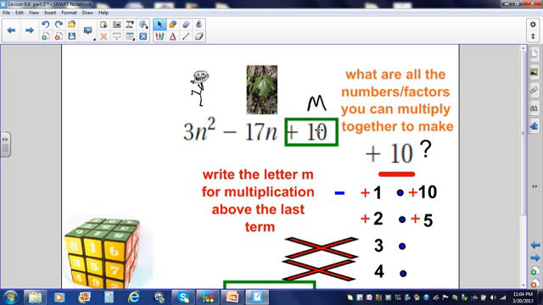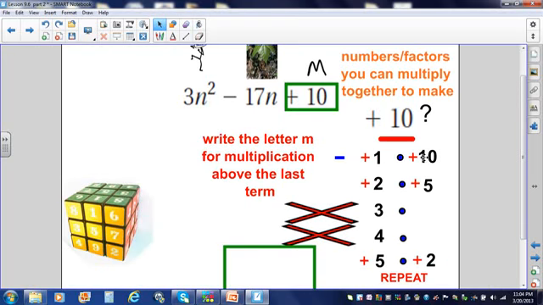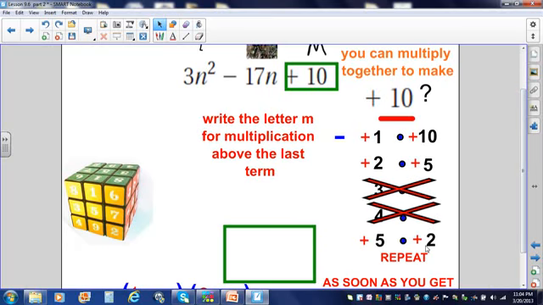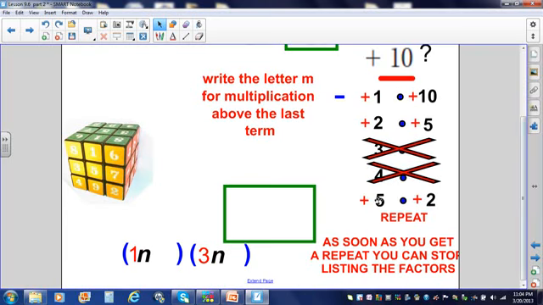So I want to get all the numbers I can multiply together to get plus 10. I can do 1 times 10, 2 times 5. 3 will not work. 4 will not work. I do 5 times 2. Remember, as soon as you find a pair that repeats, you can stop.